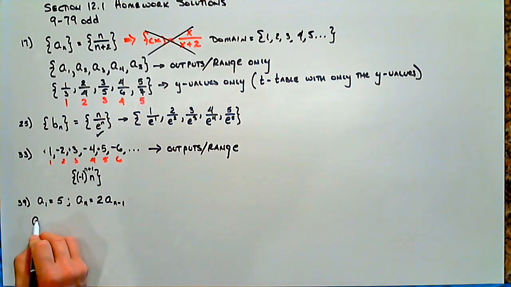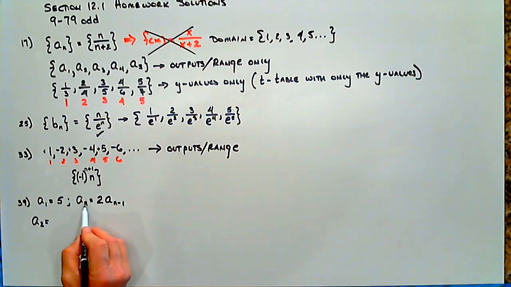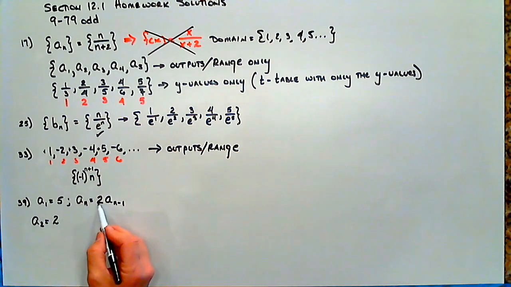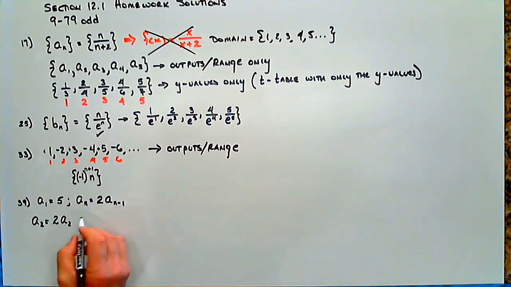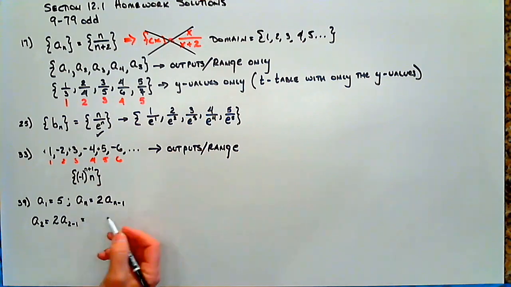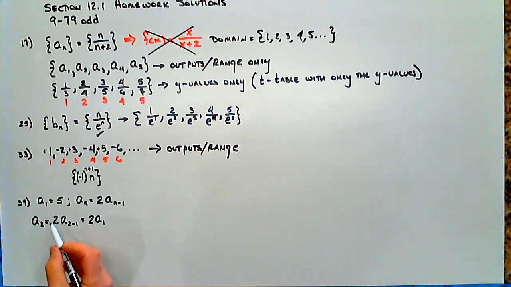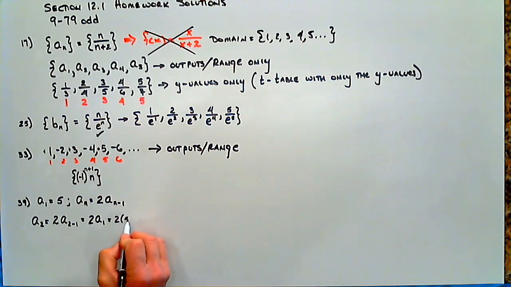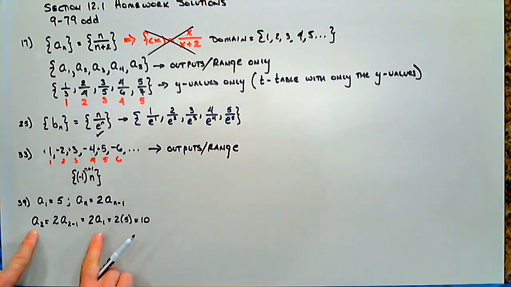Now, how do we find the second term? Well, using our formula, n is 2. So we would get 2, because that's a constant. We get 2. And this would be a sub 2 minus 1. Now, we can all do that math. That's 2 a sub 1. Well, a sub 1 is 5. So that's going to be 2 times 5, or 10. So to find a sub 2, I had to use a sub 1.